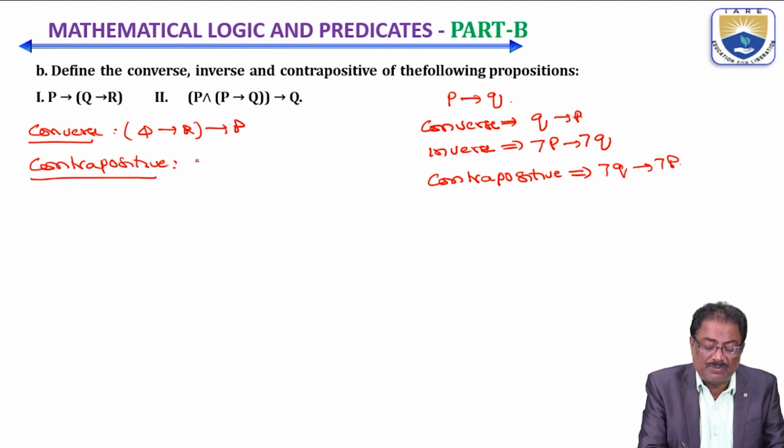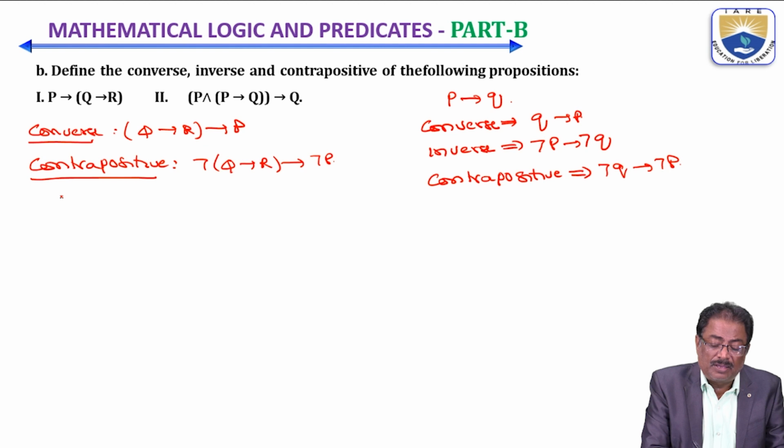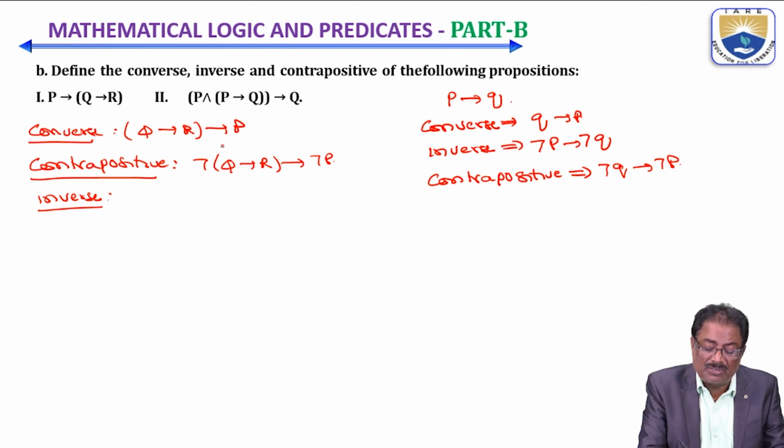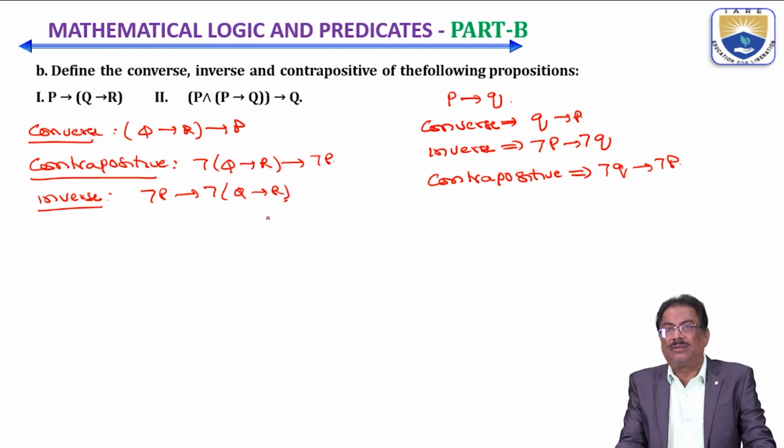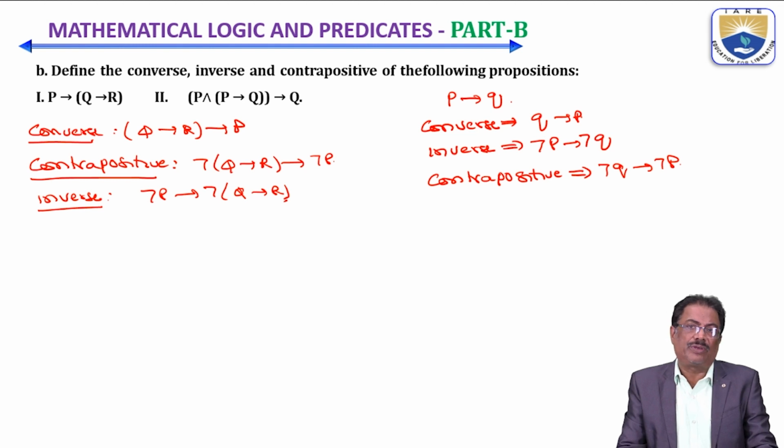So the contrapositive is negation of Q to R, then negation of P. And then another one is inverse. Inverse is nothing but negation P to negation of Q to R. So like this we can do that.